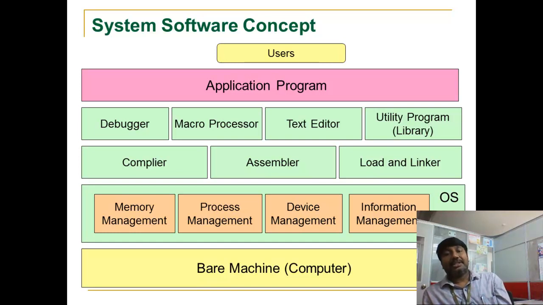In the text editor, we may not write the whole thing ourselves. Say in C++: hash include stdio.h, hash include conio.h, void main. Now hash include math.h. What is this header file? Sometimes we want some kind of library functions. So all the utility programs will be taken from the library. When we write header files, these are obtained from the library.